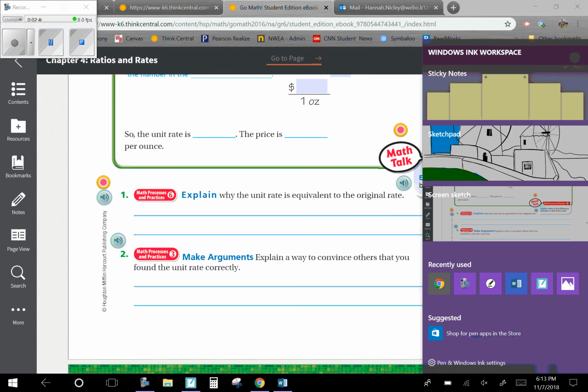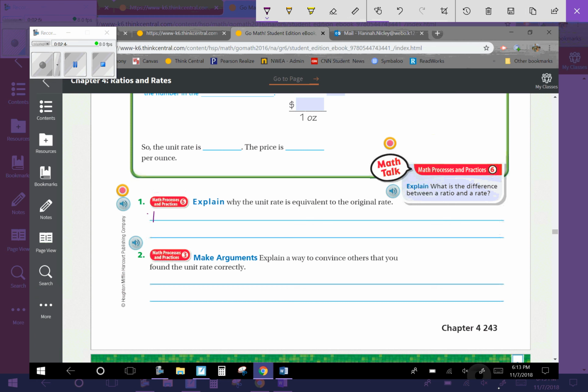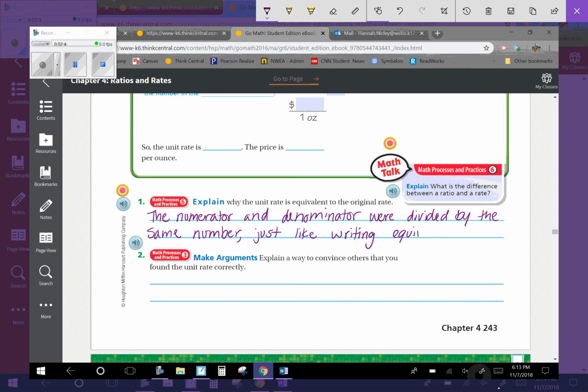Explain why the unit rate is equivalent to the original rate. So the numerator and denominator were divided by the same number, just like writing equivalent fractions. Just like equivalent fractions, we know they're equivalent if you do the same thing to the numerator and denominator. They have to be the same number you divide by or multiply by.